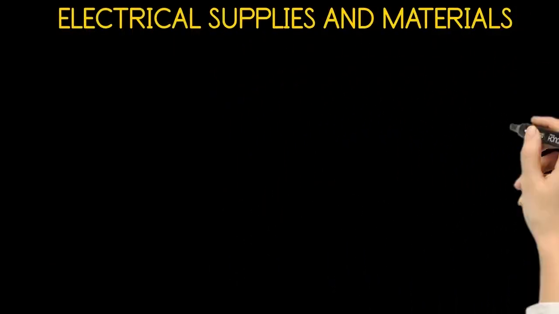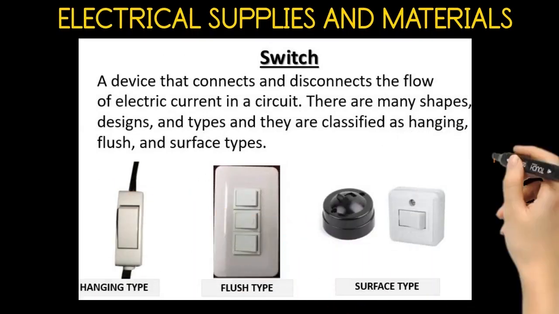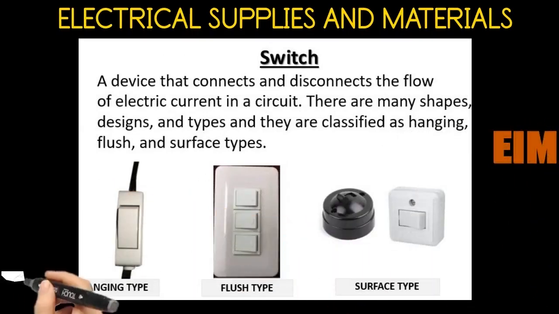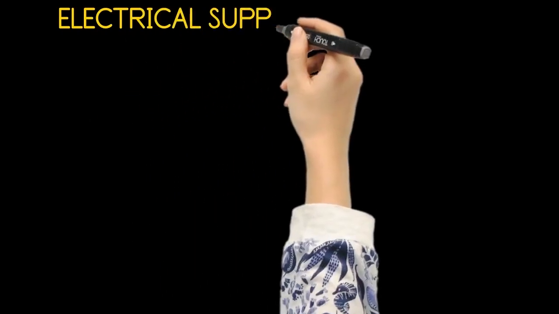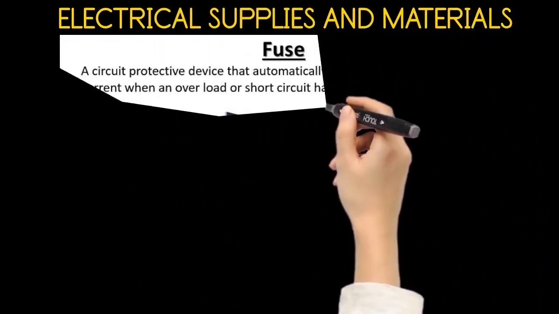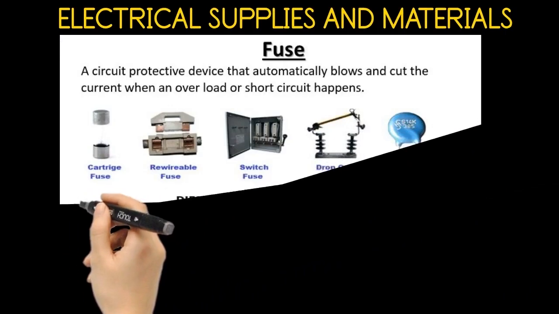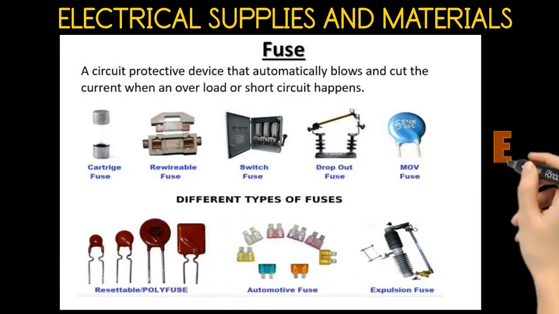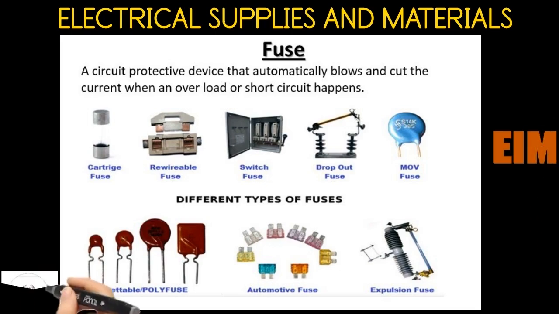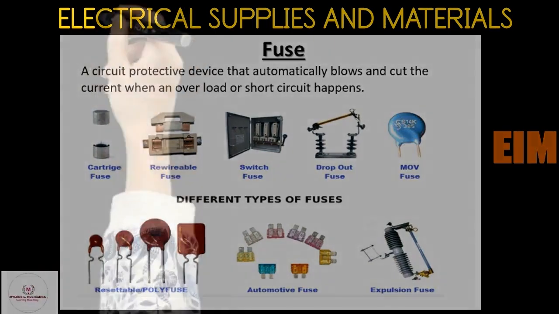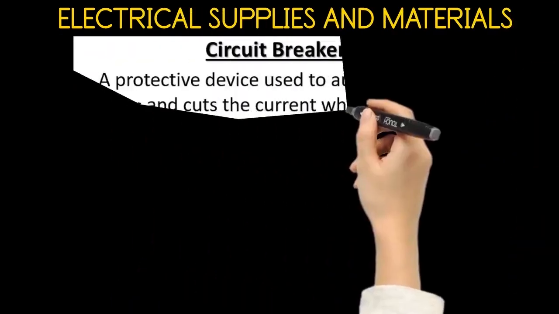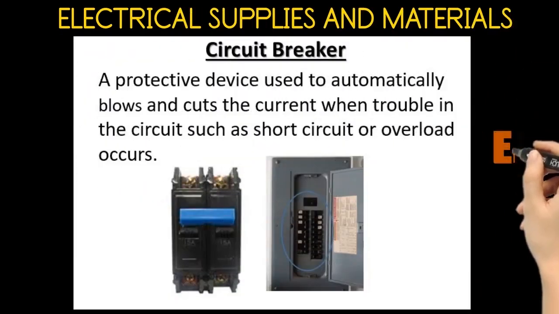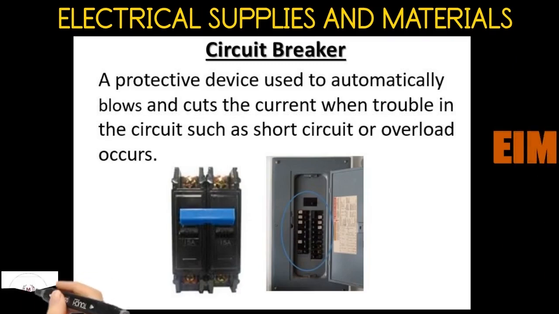The switch, a device that connects and disconnects the flow of electric current in the circuit. There are many shapes, designs and types of switch, and are classified as hanging, flush, and surface types. The fuse, a circuit protective device that automatically blows and cuts the current when an overload or short circuit happens. The circuit breaker, a protective device used to automatically blow and cut the current when trouble in the circuit such as short circuit or overload occurs.